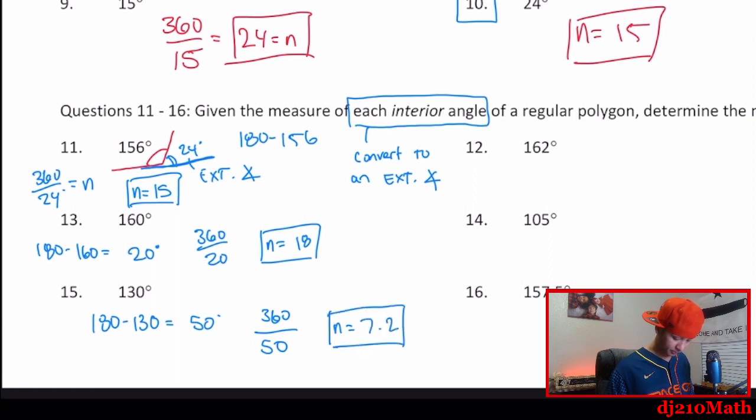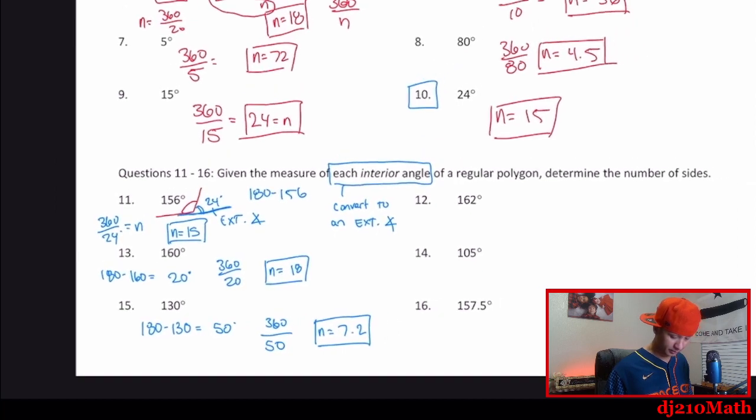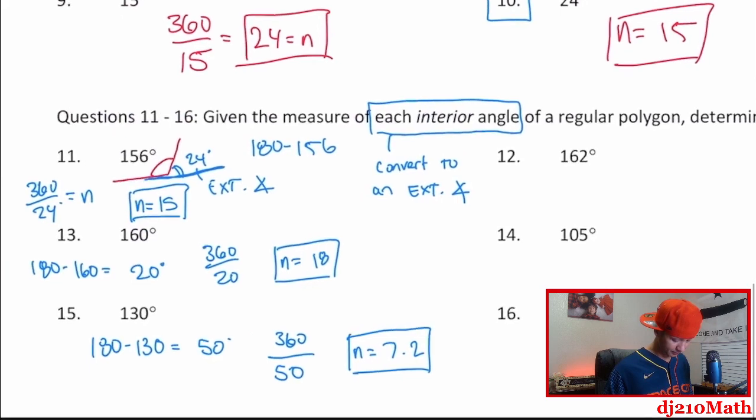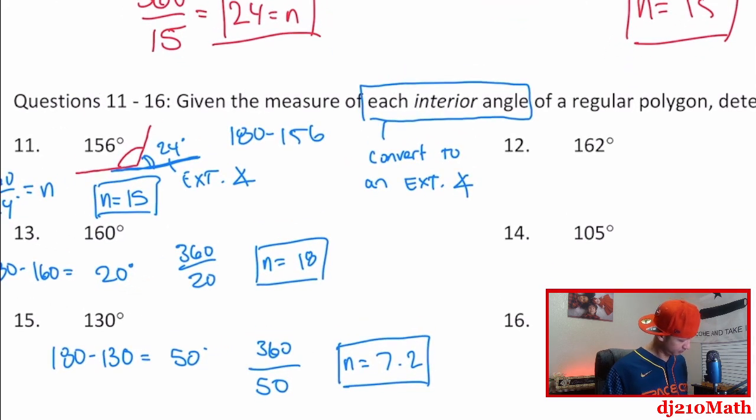Something seems weird about this one. Something seems off, right? How can we have 0.2 of a side? I'm going to have to cut that one out. But look, we've got to trust the math, I guess, on that one.